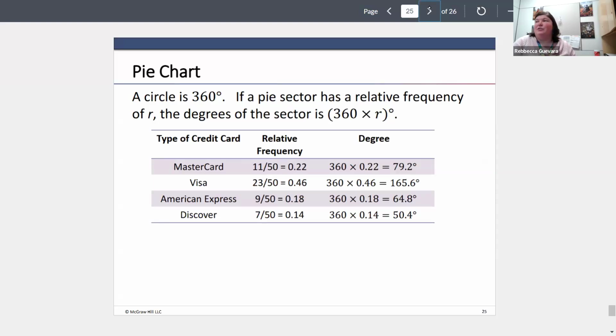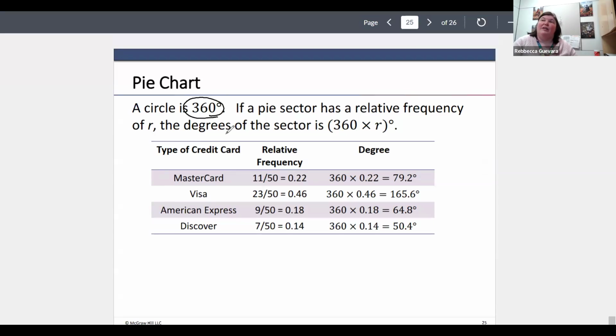All right, so a circle is 360 degrees. If a sector has a relative frequency of R, then the degrees of the sector are going to be written like this. Let's say MasterCard has a relative frequency of 0.22. If I want to know how many degrees of the circle that's going to take, I take 360 times 0.22, and we get almost 80. So not quite 90, just a little short.